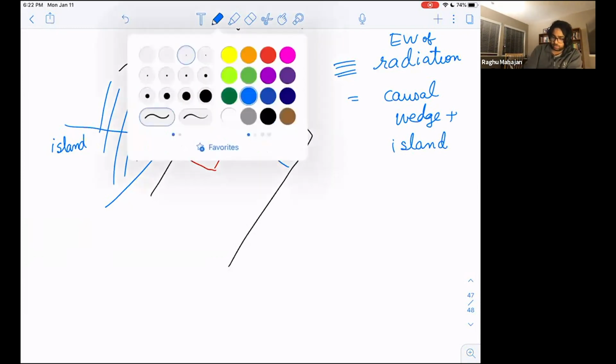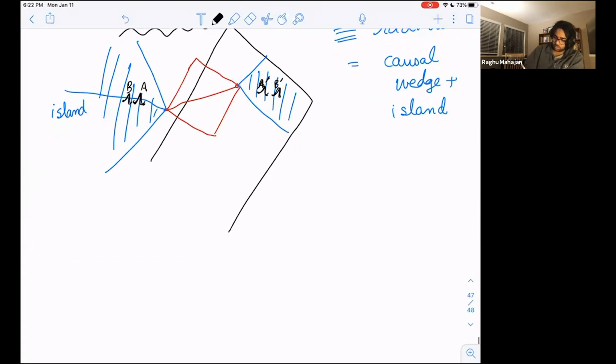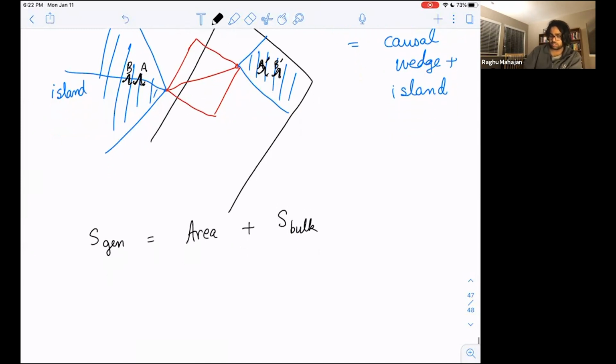Let's emphasize why this S matter term is so important. As we have seen, Hawking radiation sets up entanglement between particles. If we have a particle A here, it has almost an EPR pair, an EPR partner A prime in the radiation. We have another B, there's like a B prime here. So S gen is area plus S bulk, or S matter.